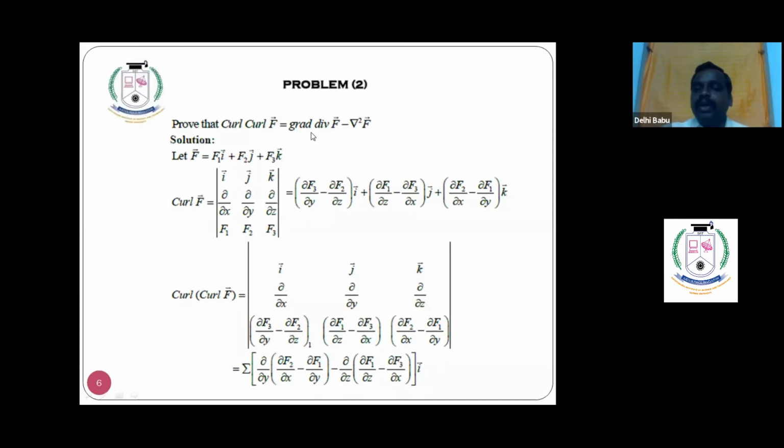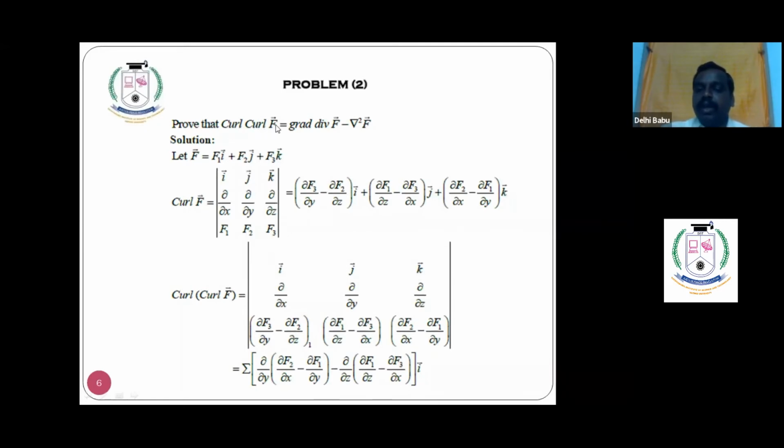Before that, you know gradient. Gradient is nothing but del phi. Divergence is nothing but the dot product, that means del dot f vector. Curl f vector is nothing but del cross f vector. Initially I told that we have two types of vector product: one is a scalar quantity, that means del dot f vector, and the other is a vector quantity, that is del cross f vector.